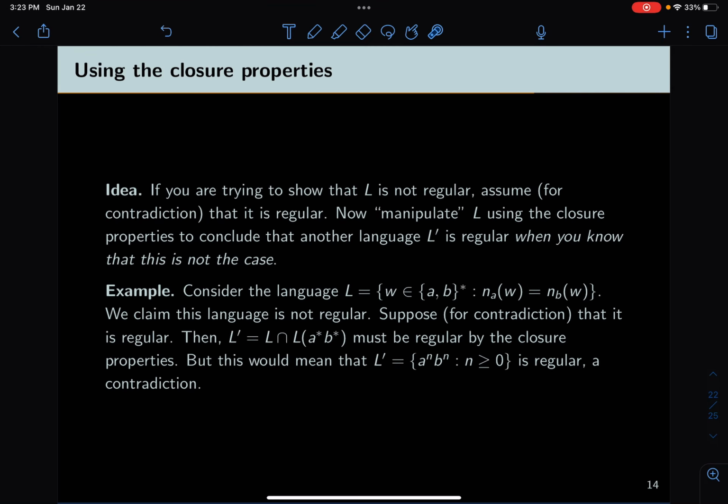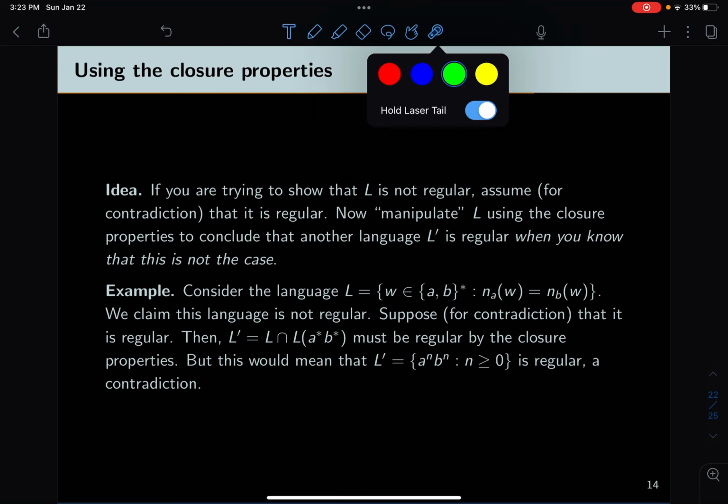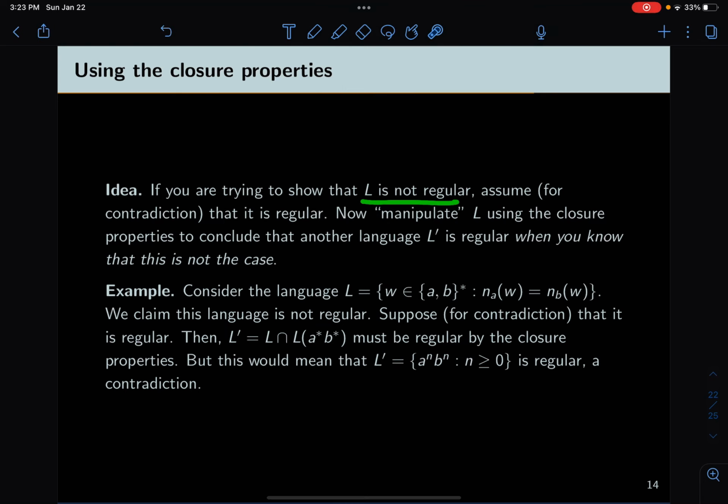So how can you use the closure properties to actually show that something is not regular? Well, you're going to do this by contradiction. If you're trying to show that some language L is not regular, you assume, for the purpose of contradiction, that it is in fact regular. That's typically how a proof by contradiction works. You're trying to prove P, instead you assume not P.